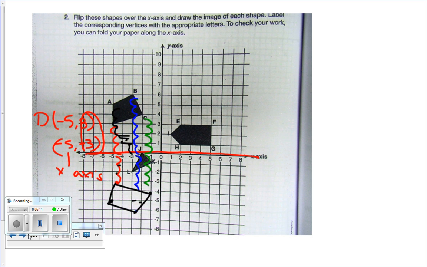Okay, so this is the image. It looks like it's upside down because it should be upside down because it flipped, and it flipped over something. So just like if you take a coin and you flip it over, you see the opposite side. All right, try the homework and we will talk tomorrow.